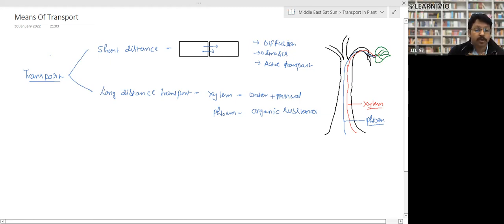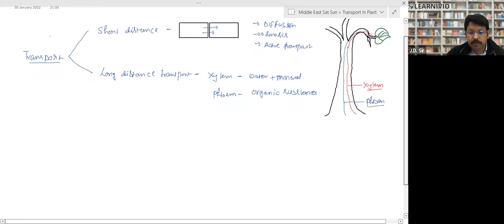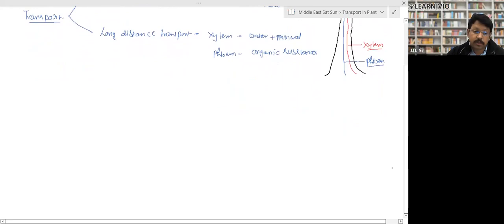This is just a snapshot. I want to give you the snapshot. How does transport take place? Why does transport take place? So look, when we talk about the means of transport, what are the means which help in the transport? So look, in transport, basically, there are two types of transport.